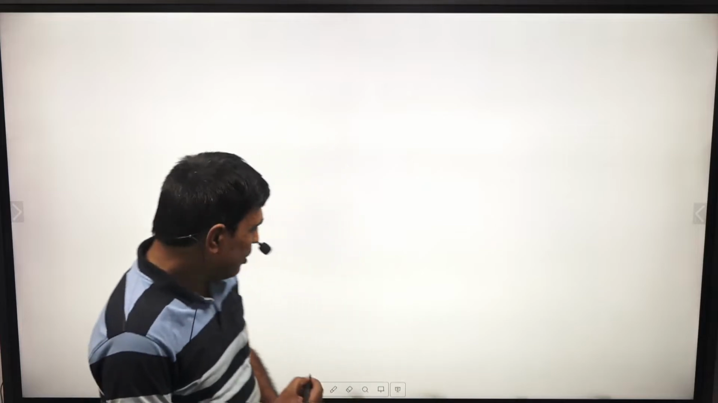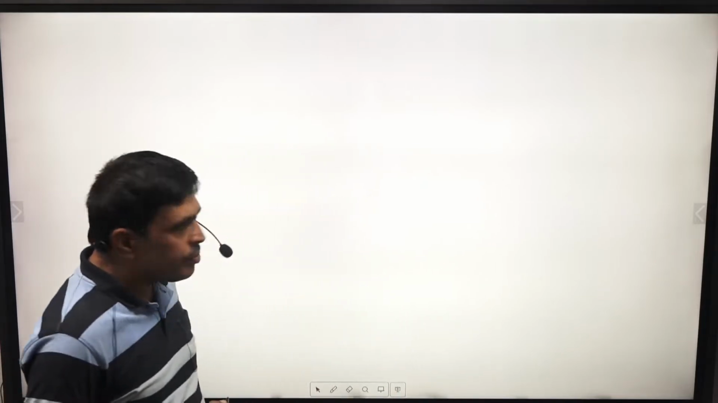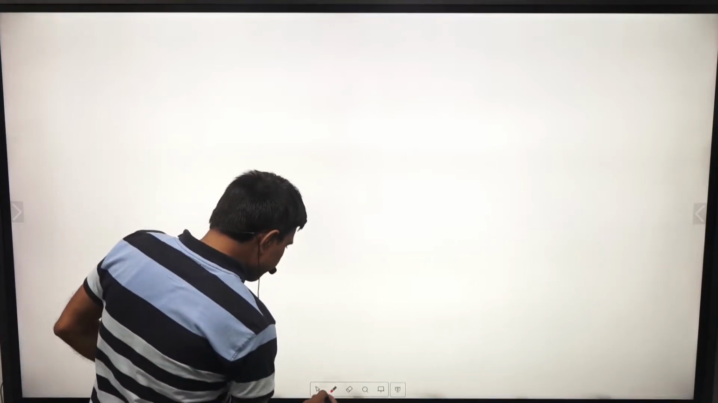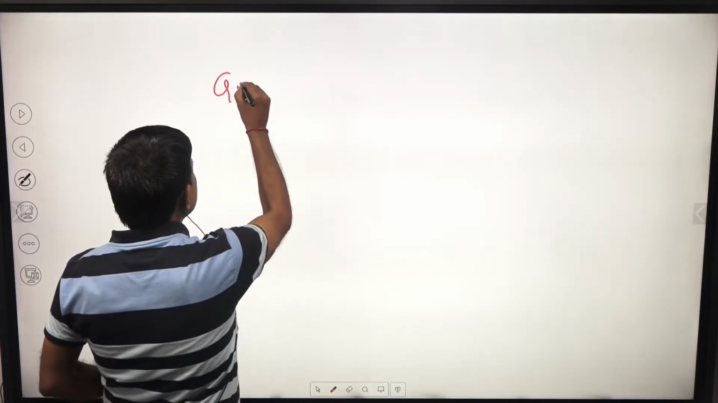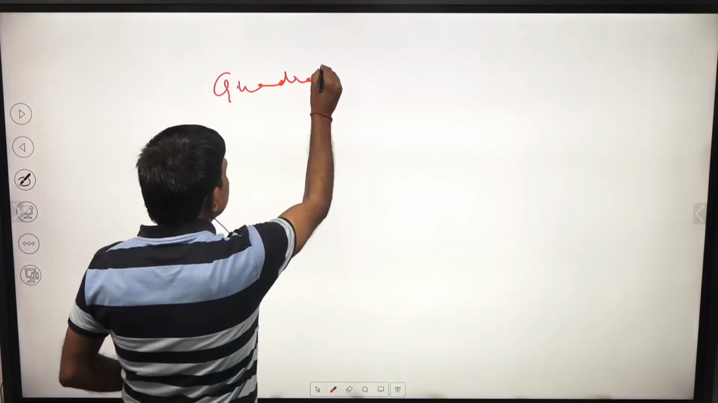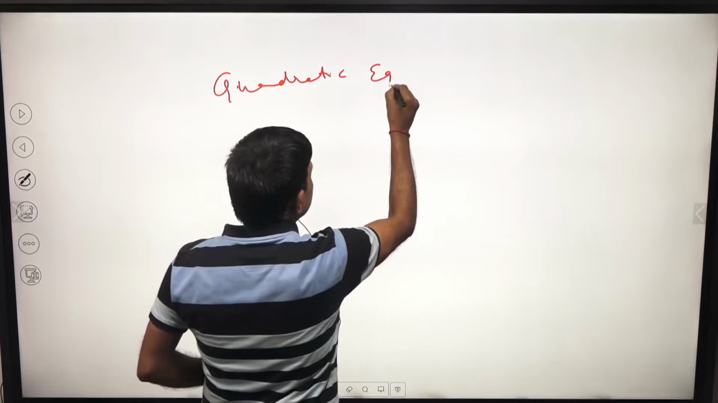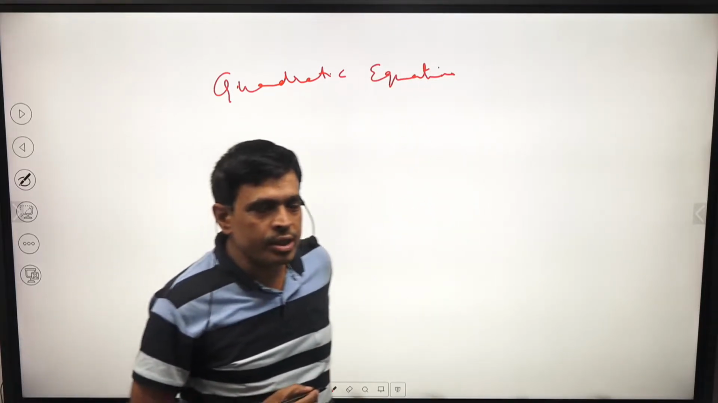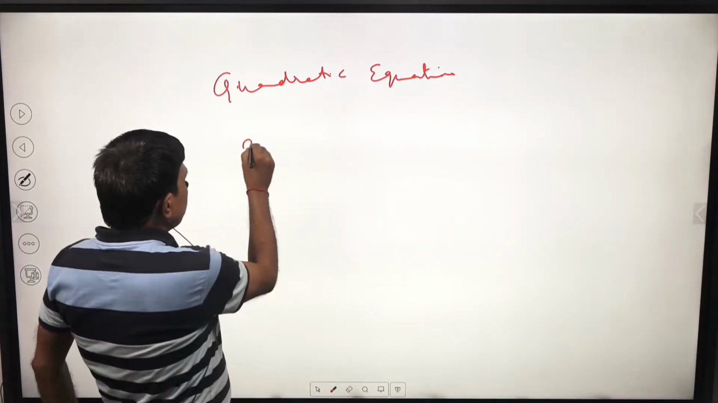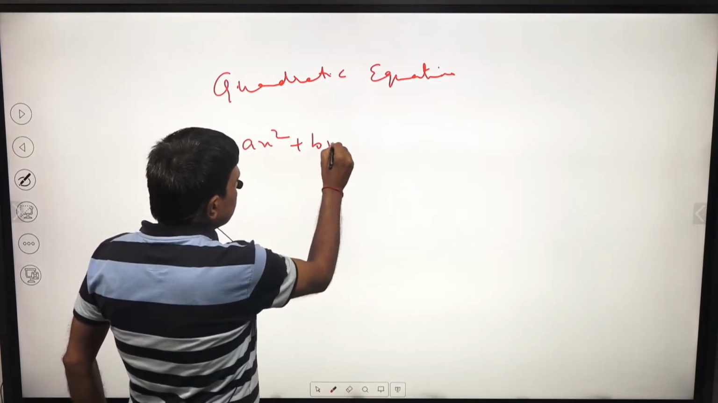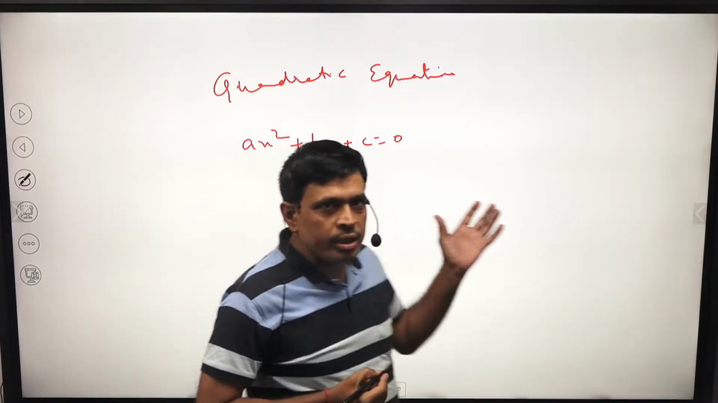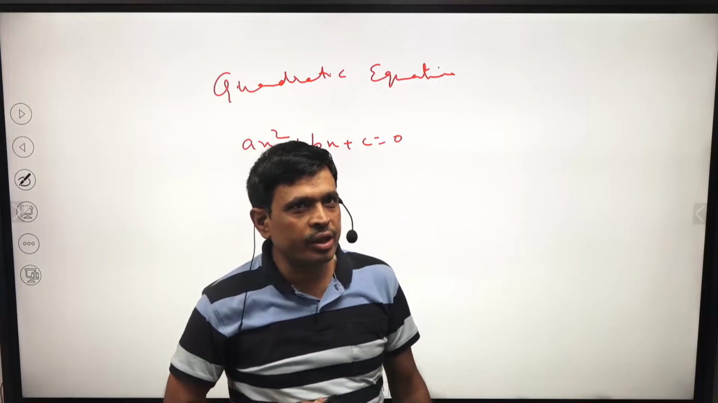Good morning, everybody. I am going to start the topic quadratic equations. Is everyone familiar with this topic, quadratic equations? The standard form of a quadratic equation is ax² + bx + c = 0. Everyone knows that this is the very standard quadratic equation.